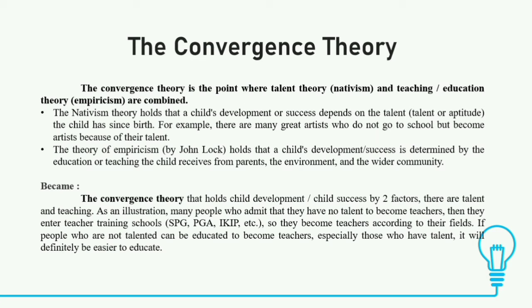And then the theory of empiricism by John Locke holds that a child's development or success is determined by the education or teaching the child receives from parents, the environment, and the wider economy. Like we are going now, we go to college, to school. So it is one of the examples of empiricism theory. So Stern combined these theories to become one theory. It is called the convergence theory. So the whole child development or child success is determined by two factors, like I said before. It is not just from talent but also from the teaching itself.